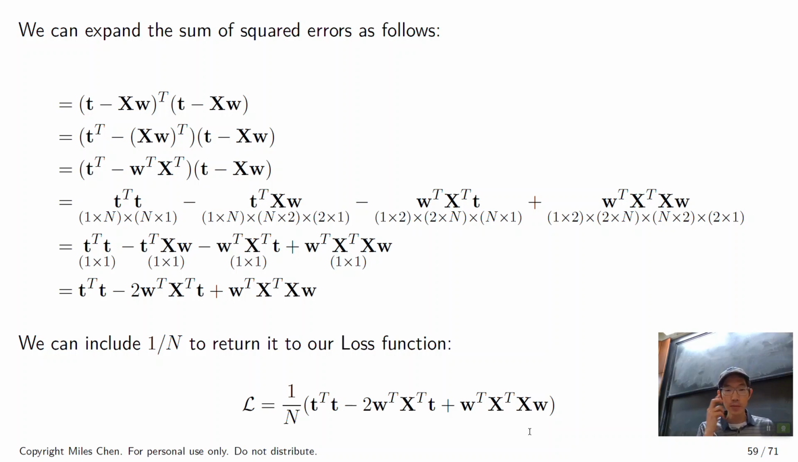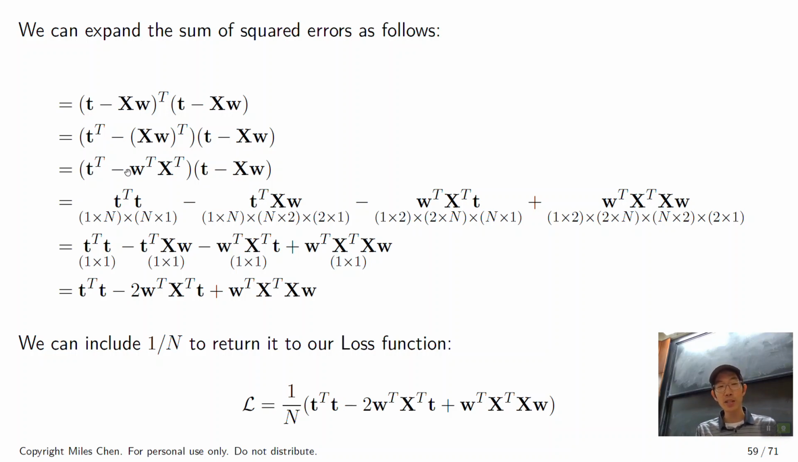Okay? So I can expand this: (t − xw) transpose times (t − xw). I can expand this further, and it becomes this, right? The rule with transposes is that for addition and subtraction, the transpose just gets distributed. So we get t transpose minus (xw) transpose. And then the rule for transposes when you have multiplication is that you apply the transpose to each of those elements, but you have to reverse the order of the multiplication. So this becomes t transpose minus w transpose x transpose, okay?